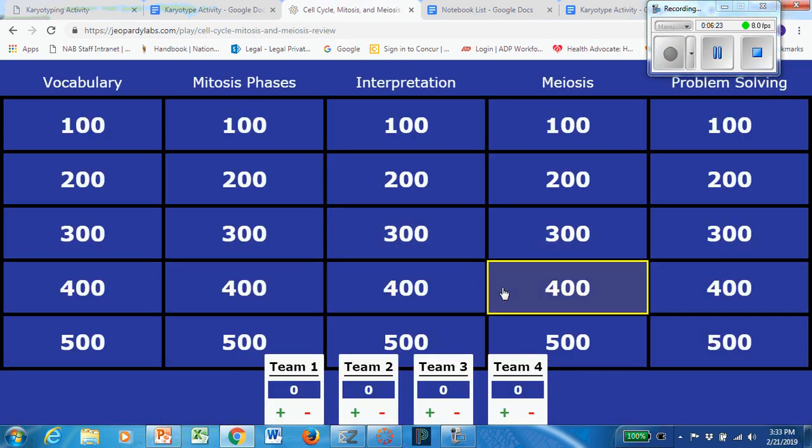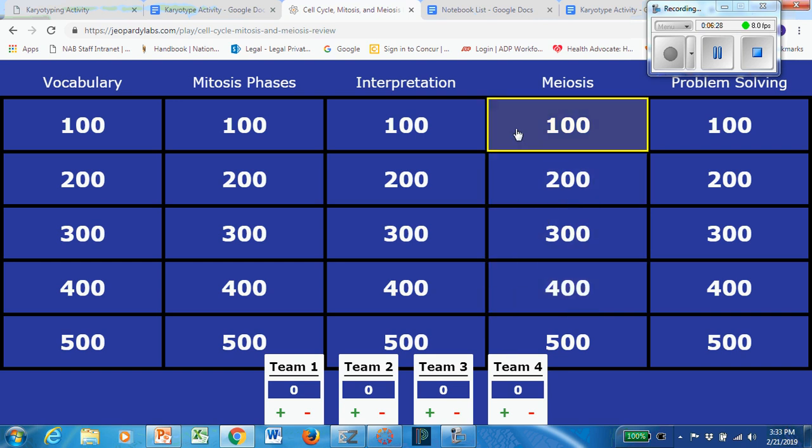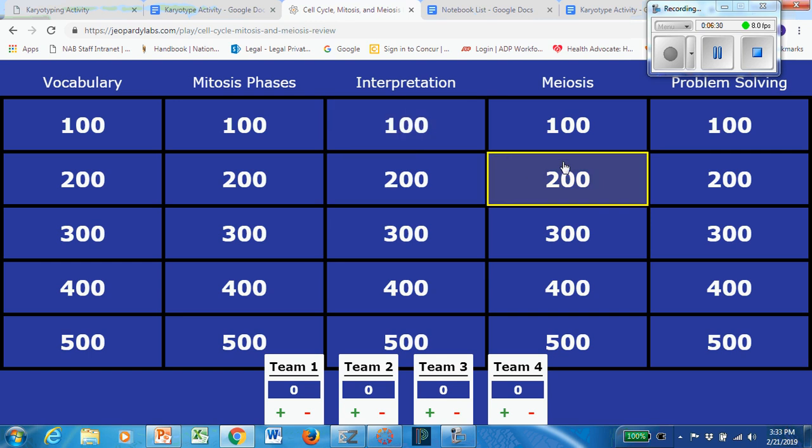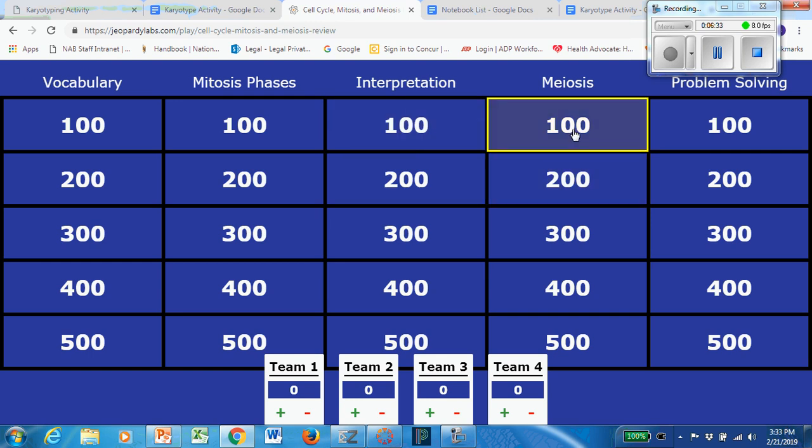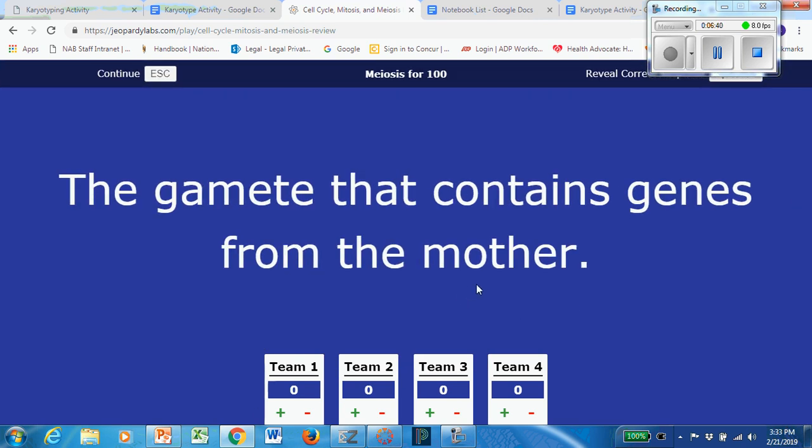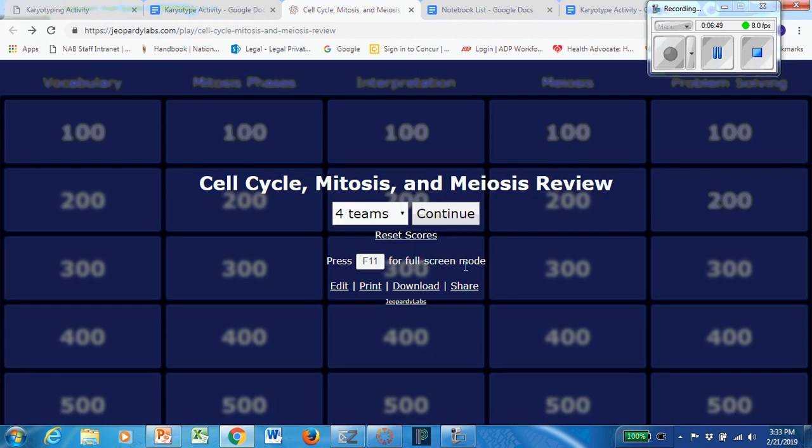So what I want you all to do on a sheet of paper, and you'll do this individually, is that you're going to keep track of the questions that you answered. So for instance, if it's my turn, I'm going to click meiosis 100, and I would write on my sheet, I answered the question meiosis for 100, and then I'd keep track of my points. Okay, and of course you would have to say it out loud to get the answer. All right, but you're going to go ahead and play this game, play this twice, keep track of your score twice, and then you're going to turn that in for a grade.